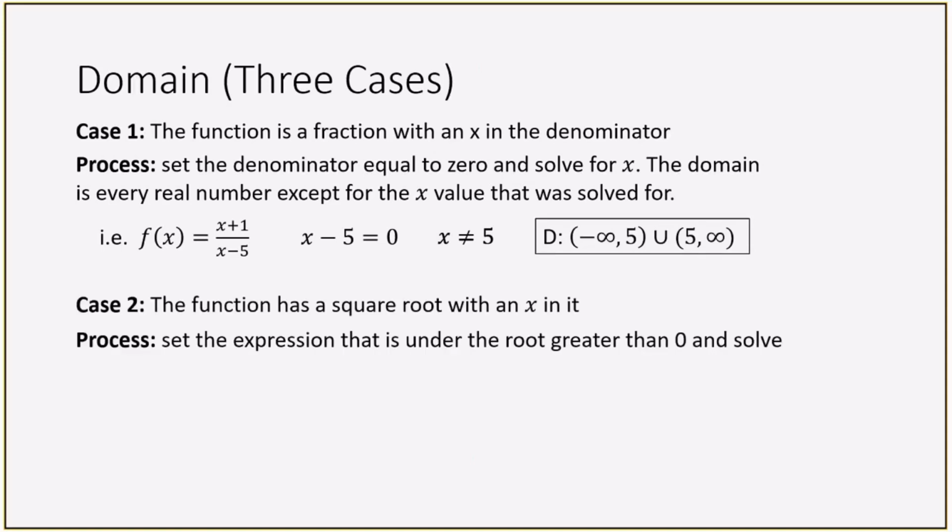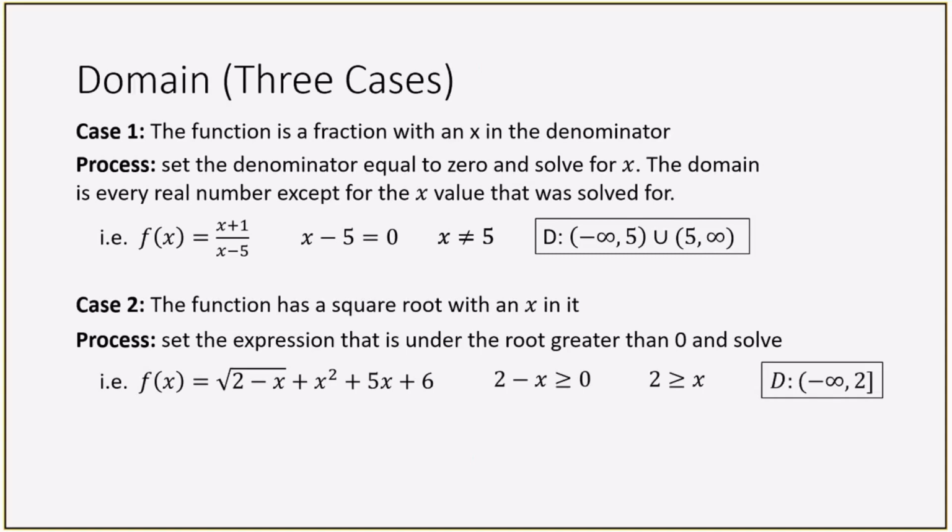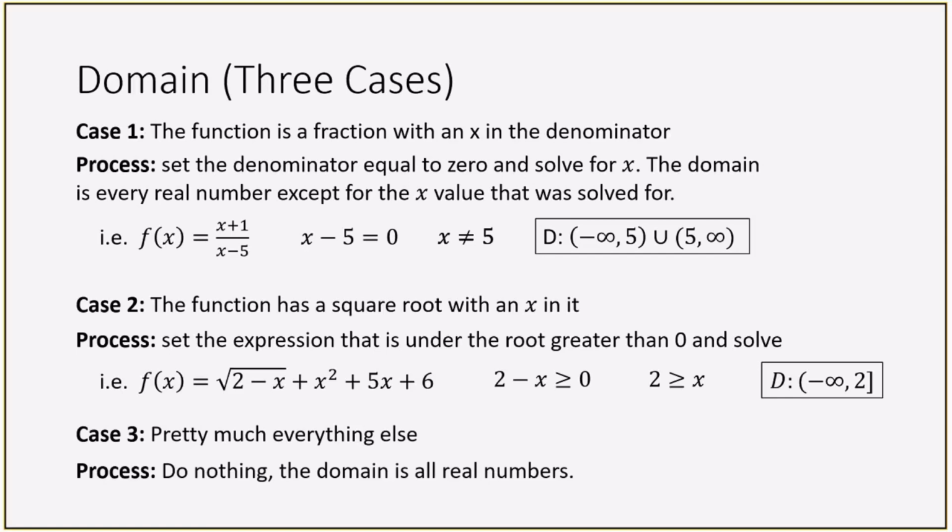Next one is if we have a square root that has an x inside it, we set whatever's under the square root greater than or equal to 0 and then solve. And so in this case, x is less than or equal to 2, which with the domain gets me negative infinity up to 2. And then the third case is pretty much everything else. That's the domain, that's all real numbers.